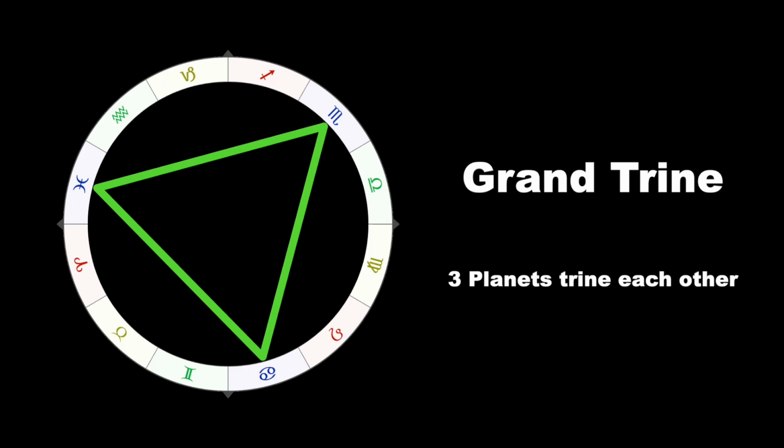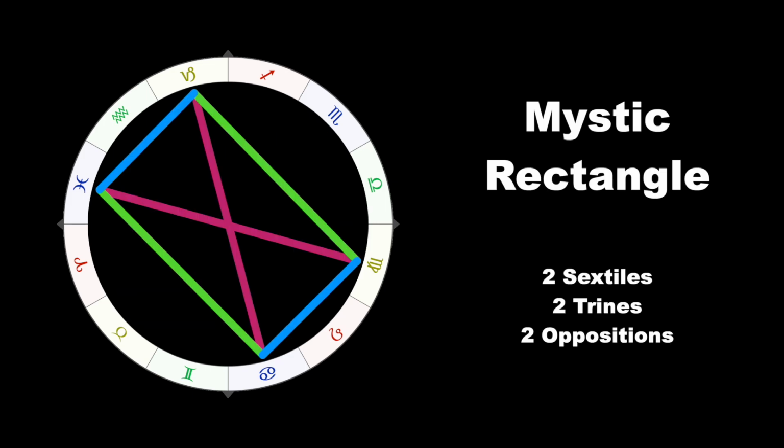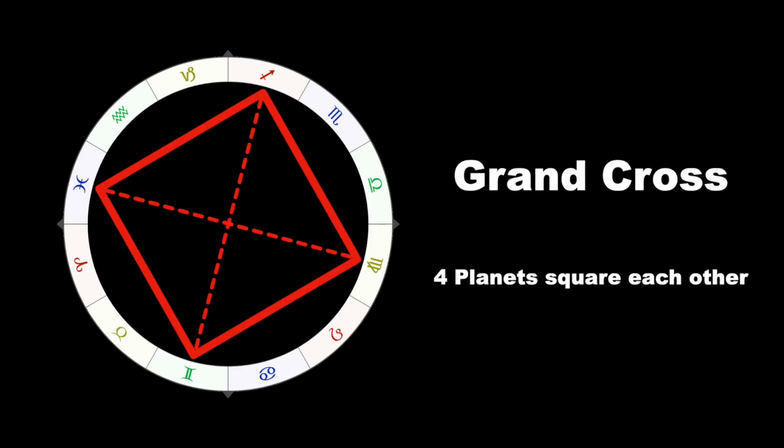Another part of aspects is that they can form patterns in the chart, the aspect patterns. And 3 planets in a triangle formation all trining each other is called a grand trine, for example. You have the hexagon, mystic rectangle, the yod, stellium, etc., etc. There's many, and people put significance on these, but really it's just many aspects all at once.